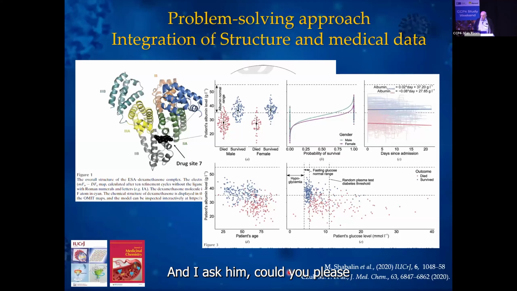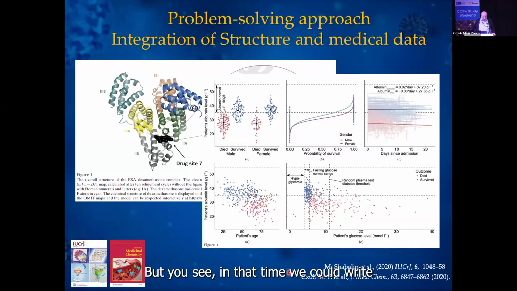And I asked him, could you please check if we have dexamethasone in our database of reagents? And 5 minutes later, he called me back and said, we have dexamethasone. It was used once, we have a structure with albumin. It was not refined. So I said, okay, refine that. And next day he called, it's refined. We deposited the structure immediately. And we started to write a paper.